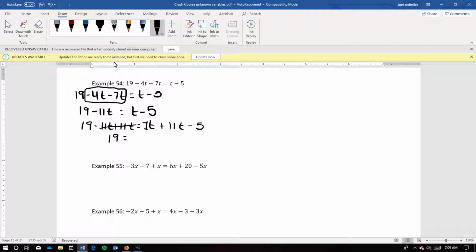There's an understood 1 in front of here, which makes it 12t minus 5. I'm going to flip-flop my sides. Okay, I can now see that the 5 is subtracting the t, so I'm going to add it on both sides. This is going to help with my negatives, so I don't have so many.